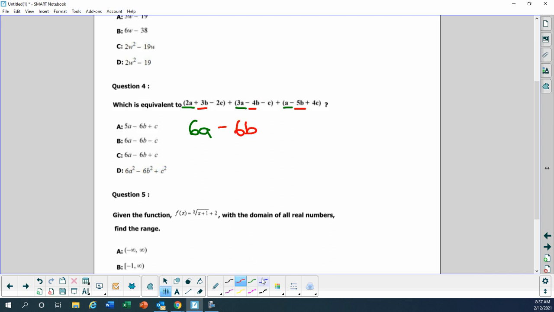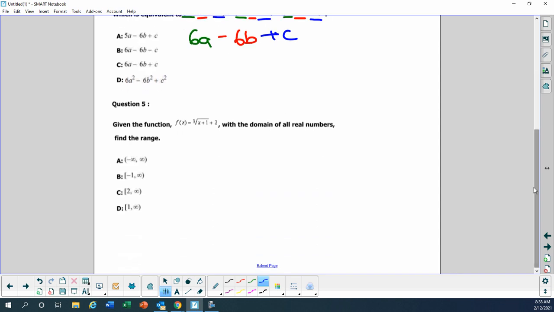And lastly, we have negative 2c minus c plus 4c. Negative 2c minus c is negative 3c. Negative 3c plus 4c is just positive c.